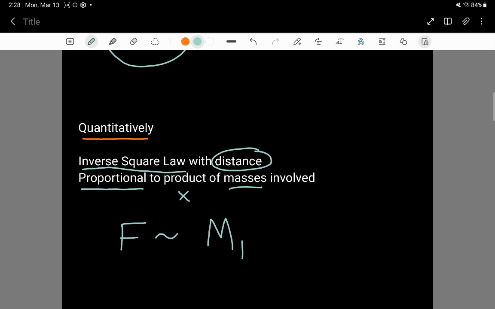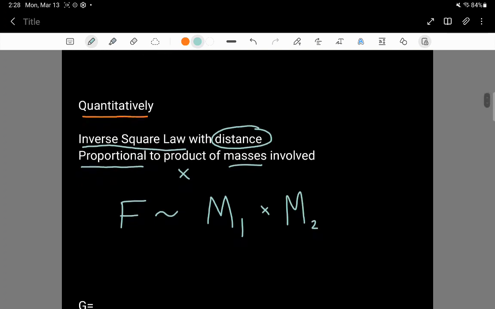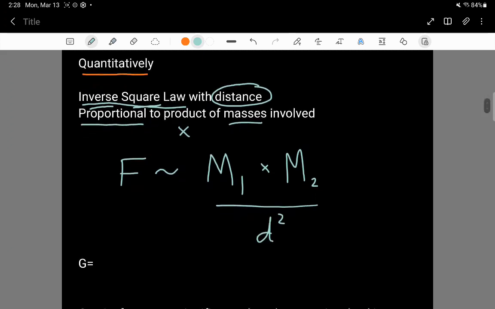So the mass of one of the objects is called M1. The mass of the other object is called M2. But then it's inversely proportional to the square of the distance between the two objects, like this. So this is what's meant by inverse square law with the distance. You can see that the distance is down here squared. And then it's the product of the masses involved. You can see the product of the masses right here.